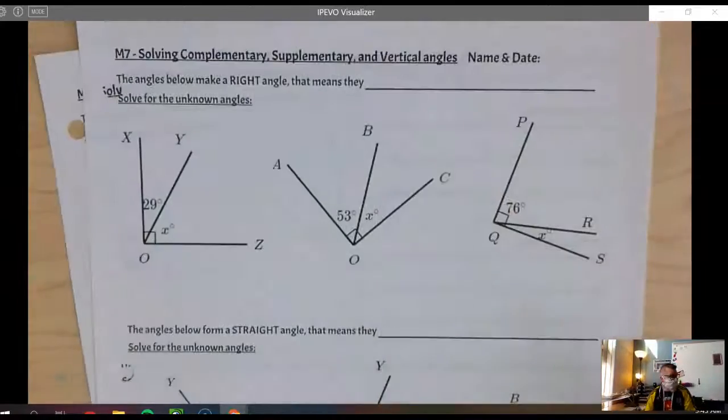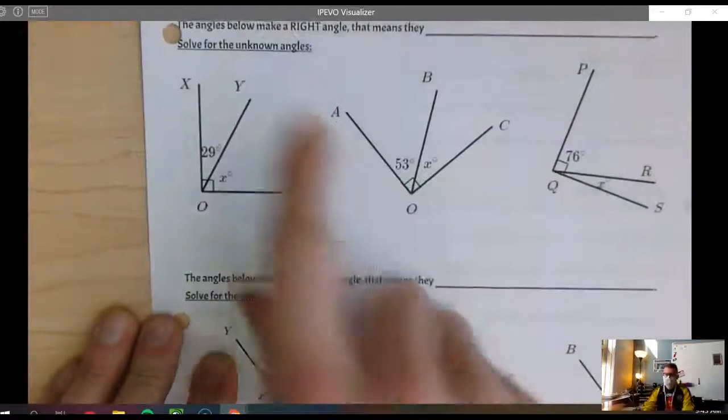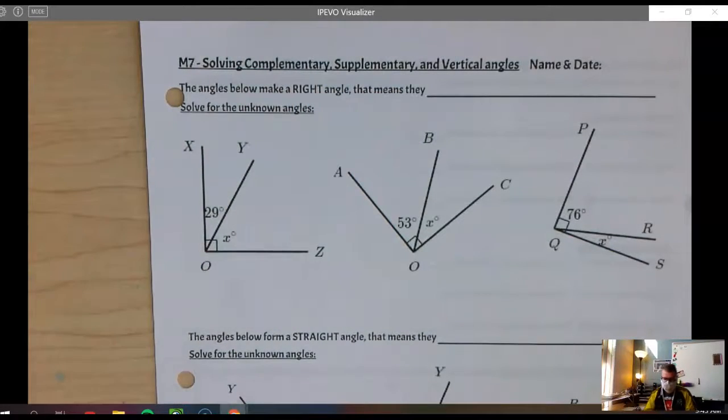Get out the next set of notes I gave you. We got like 8 minutes. This solving complementary, supplementary, and vertical angles notes. Guys, this is going to give you a really good jump start on your con work, because these are the exact problems from con. So take a moment and just try to start this.